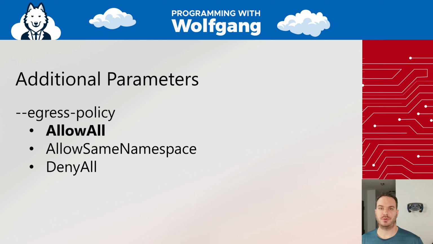The next one, the egress policy, is almost the same. So again, we have here the allow all, the allow same namespace, and the deny all values. But here the allow all is the default one. This means your application is allowed to access everything that's out there and communicate with anything.